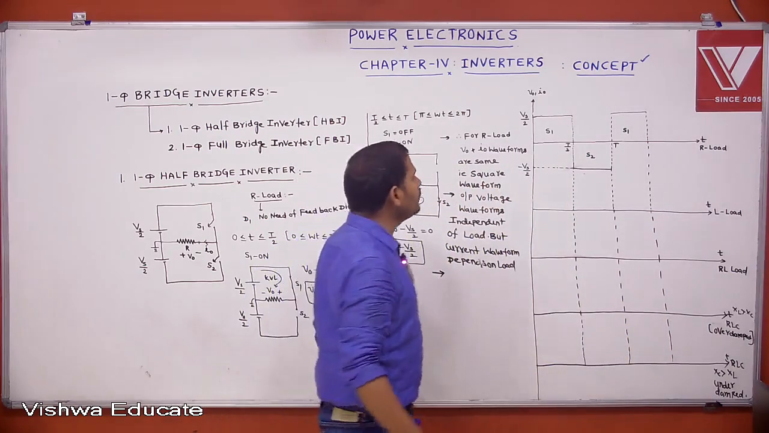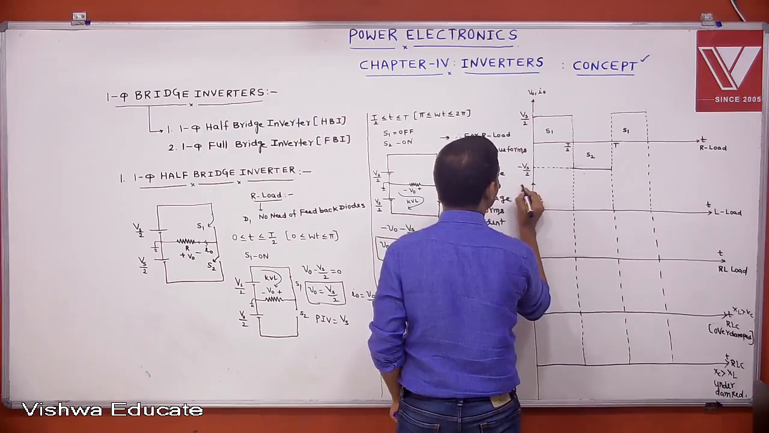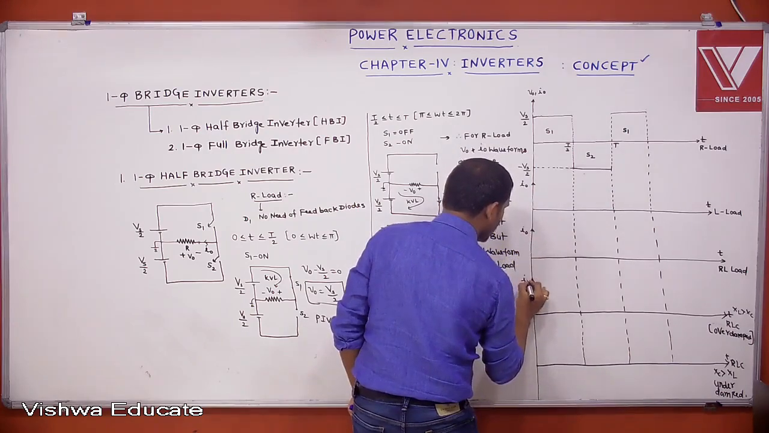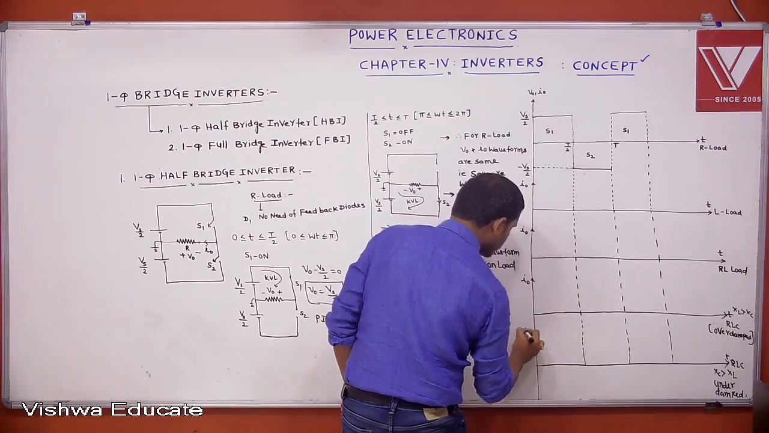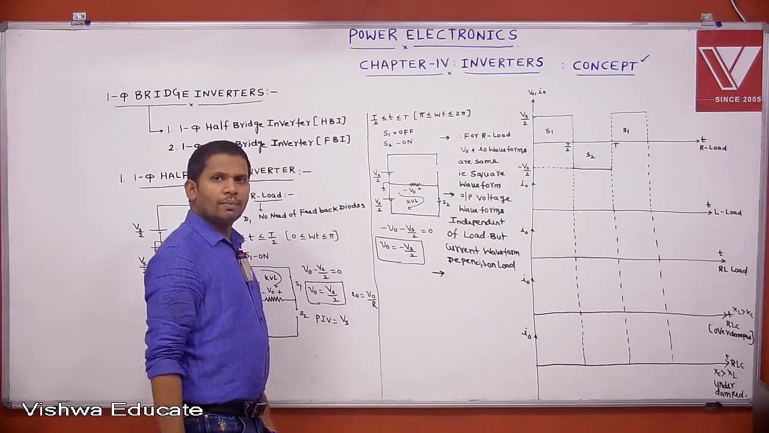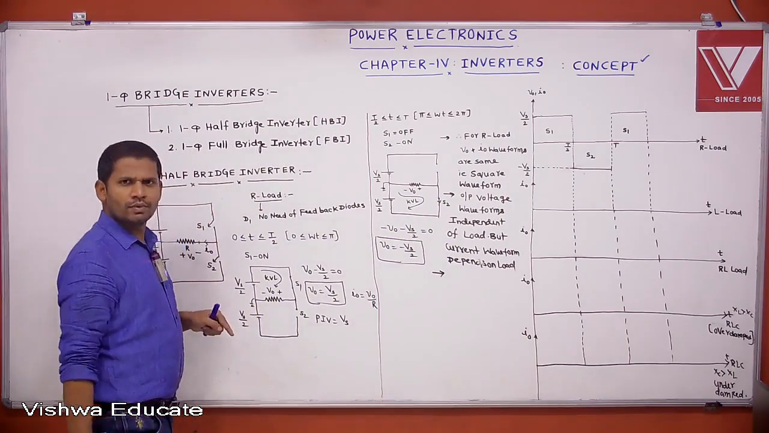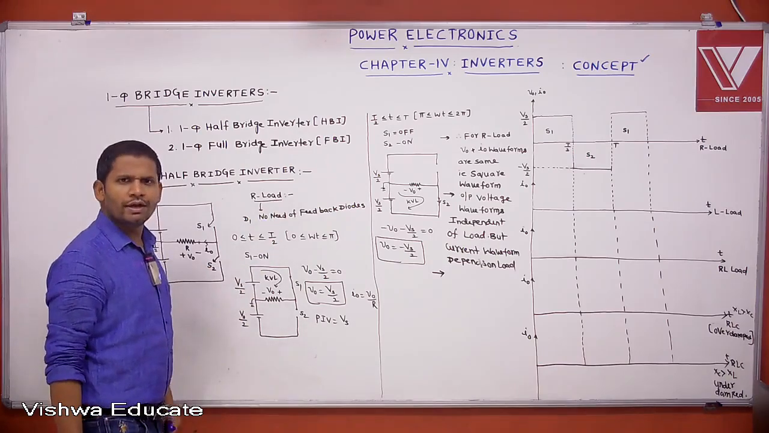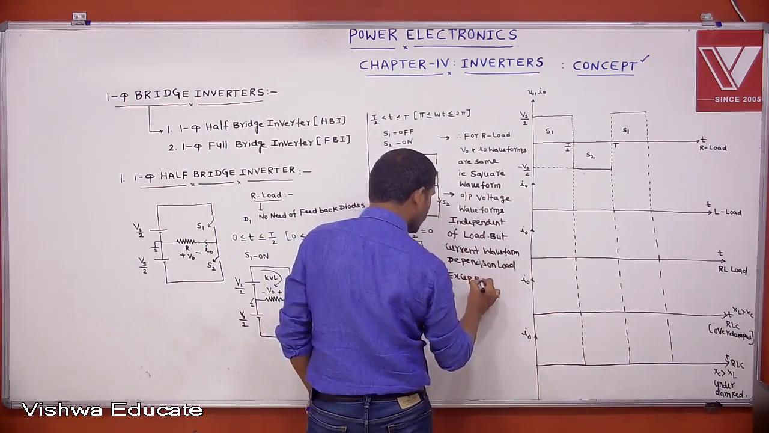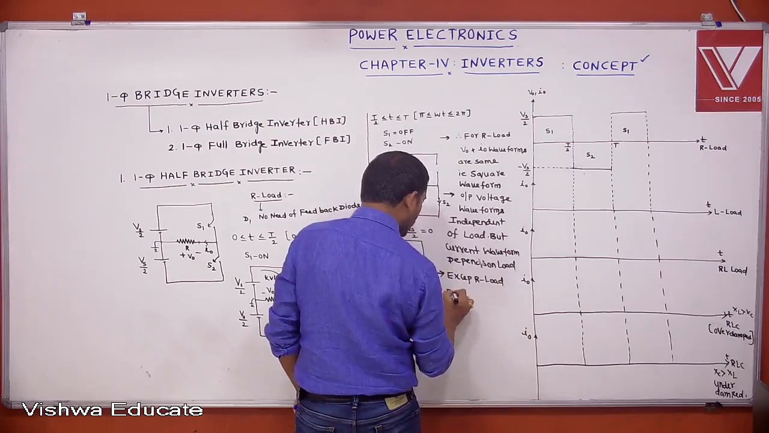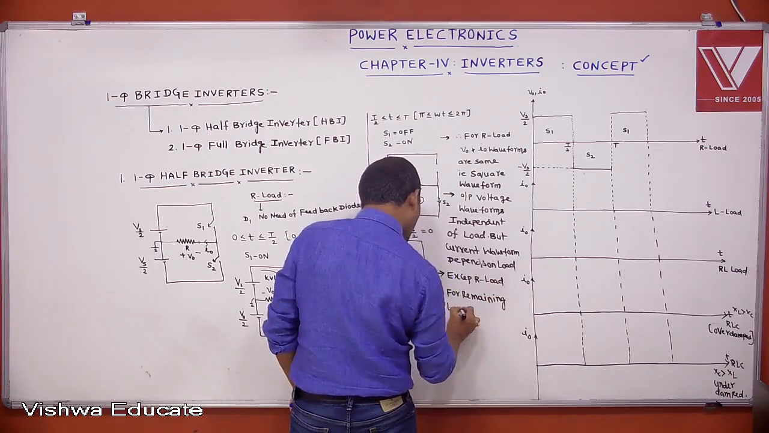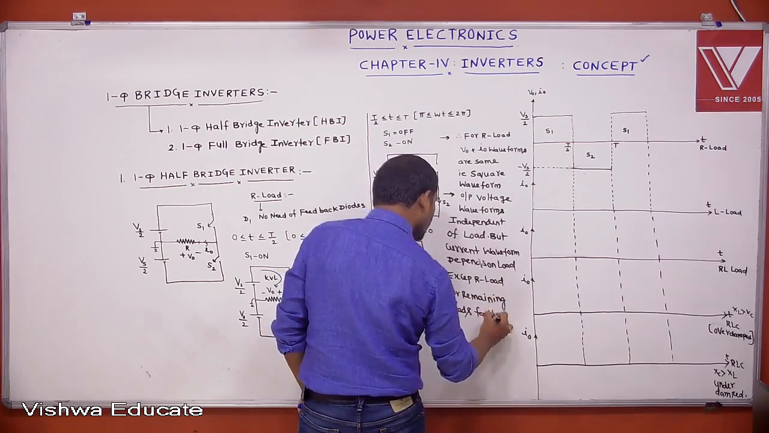Here for different loads, which waveforms are we drawing? Current waveforms. This is I0, this also I0, this also I0, this also I0. We know that even though it is a voltage source inverter, for R load we are not using any feedback diodes. Except R load, for the remaining loads, feedback diodes are used.